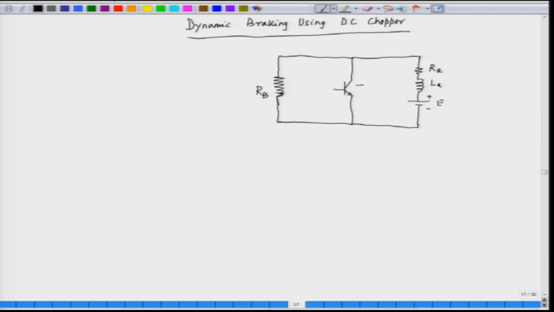So, this is the transistor T, and we can define the voltage here, the armature voltage VA, and we have the armature current. This is the equivalent circuit of the armature of the DC motor, which is separately excited.